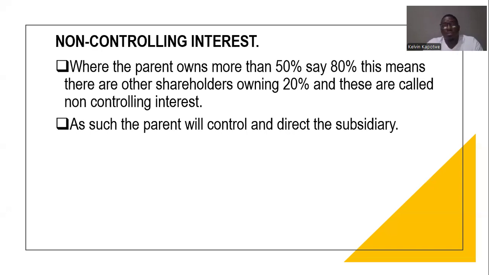The concept of non-controlling interest, I think I did belabor that point when I introduced group accounting in the first lecture. Where the parent owns more than 50%, say 80%, this means that there are other shareholders or investors having a stake of 20%, and these are called non-controlling interest. As such, the parent will control and direct the subsidiary. The fact that the parent has more than 50% means they assume control and direct the subsidiary.